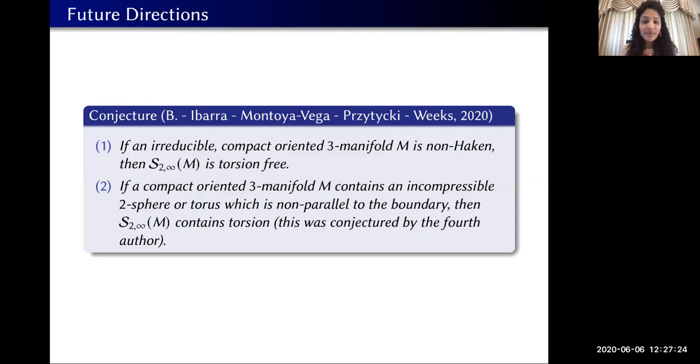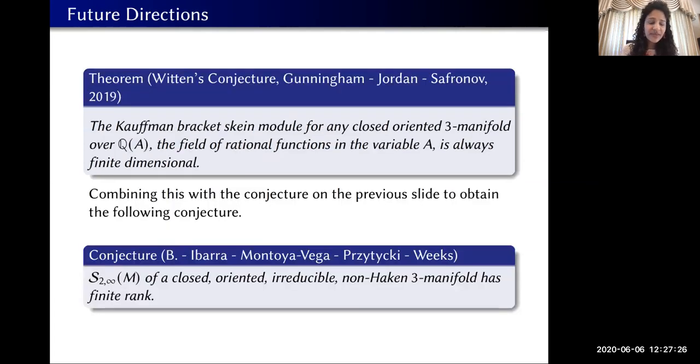So we will combine this conjecture with the following theorem, which was originally Witten's finiteness conjecture, but this was proven by Gunningham, Jordan, and Safronov last year in August. And the theorem says that the Kauffman bracket Skein module for any closed oriented 3-manifold over the field of rational functions in the variable A is always finite dimensional. So we combine this theorem with the conjecture on the previous slide to obtain the following conjecture, which says that the Kauffman bracket Skein module of a closed oriented irreducible non-Haken 3-manifold has finite rank.